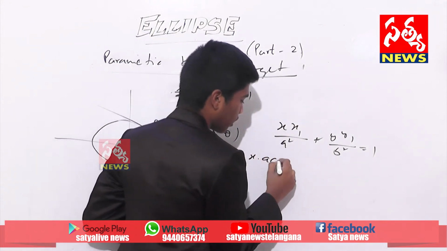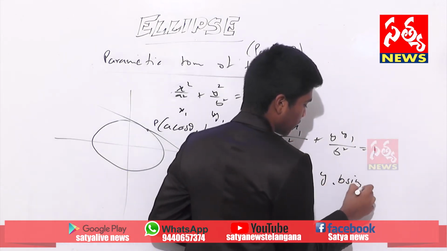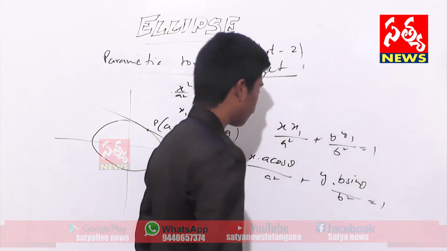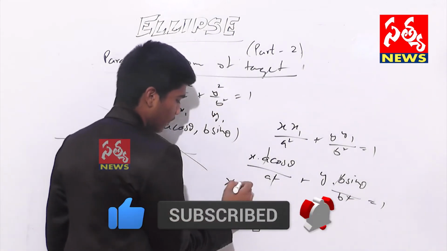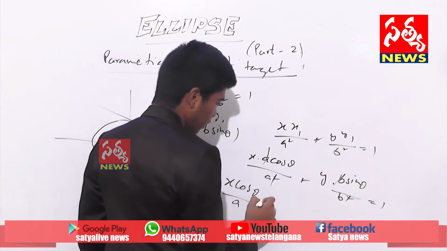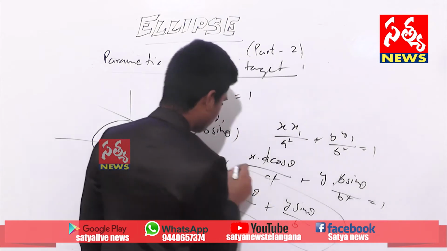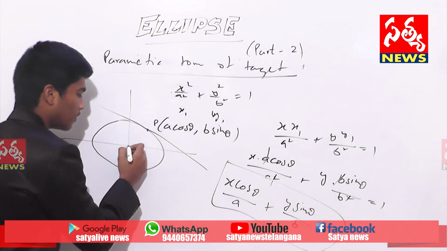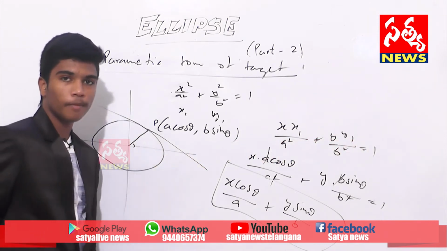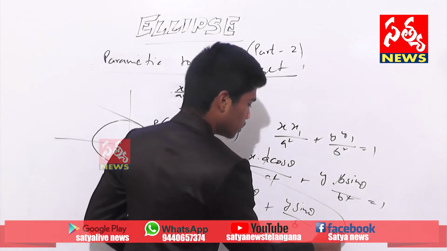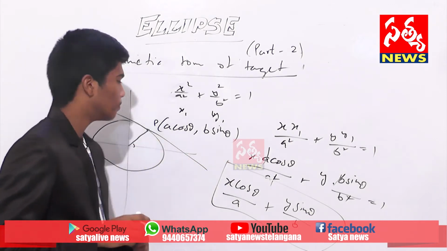x into a cos theta by a square plus y into b sin theta by b square is equal to 1. If you see here, we can cancel one a and one b. So the final equation is x cos theta by a plus y sin theta by b is equal to 1, where theta is the angle with the x-axis of the line joining the center and the point P. This is the parametric form. And we are left with the last, slope form.